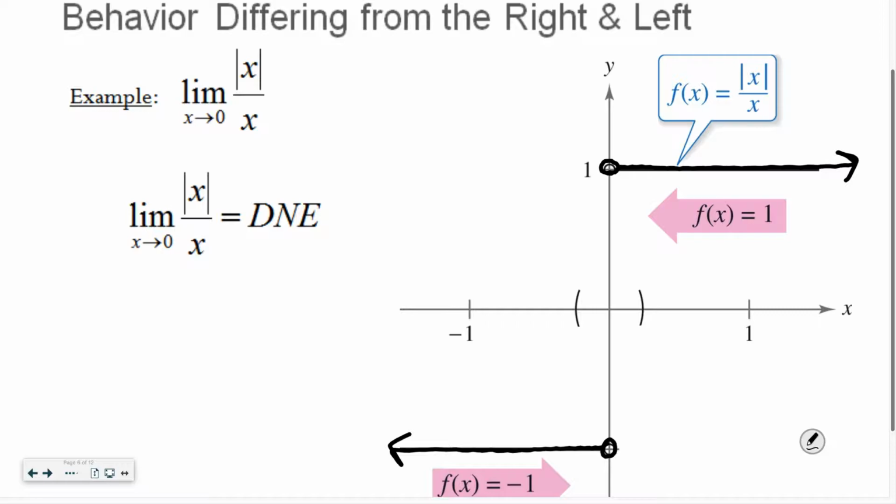So if we take our Hot Wheels car and we put it on this part, as we drive closer to x is 0, our y value approaches 1. But if we take our Hot Wheels car and we place it to the left of 0, the curve is down here, and we approach -1. So we're approaching 1 from the right, -1 from the left. They're not meeting up, which means the limit does not exist. So you would write DNE.